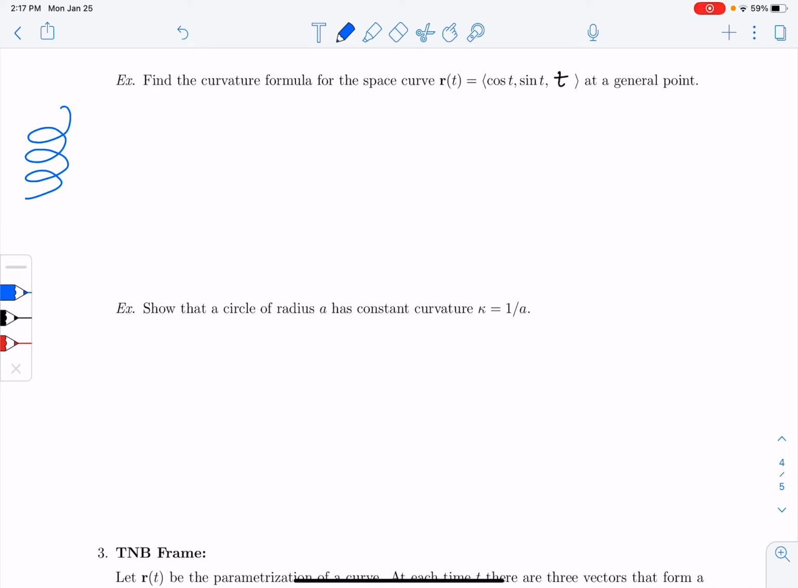So in order to do that, we need to find the derivative of r of t and the second derivative of r of t. So r prime of t, in this case, is going to be negative sine t, cosine t, and then the derivative of t is 1. And then the second derivative is going to be the derivative of negative sine t, which is going to be negative cosine t.